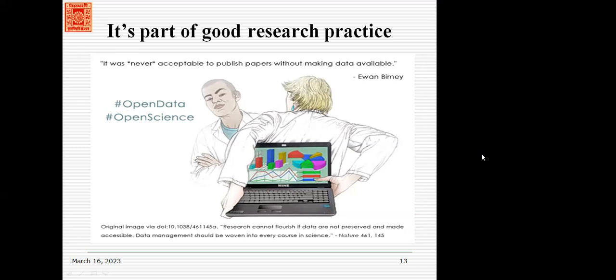In this context, Ewan Birney said that it was never acceptable to publish papers without making data available. So he talks about the responsibility of the persons who are responsible for the rejection or acceptance of the paper, that is, the editorial board. On the basis of the peer-reviewed report, they take the decision whether the paper will be accepted or not. So Birney gives the responsibility on them, that you should not accept the paper if the data is not available there.